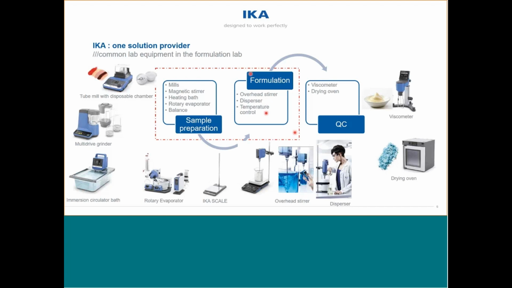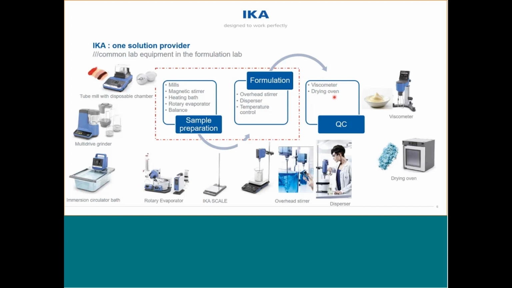So after we've done the formulations, we have to check the physical properties of our samples. Some people will require the rheometer, and some people will use the viscometer to measure the viscosity. Other than that, to know how long our product can last, we can also use the drying oven to carry out the aging test.